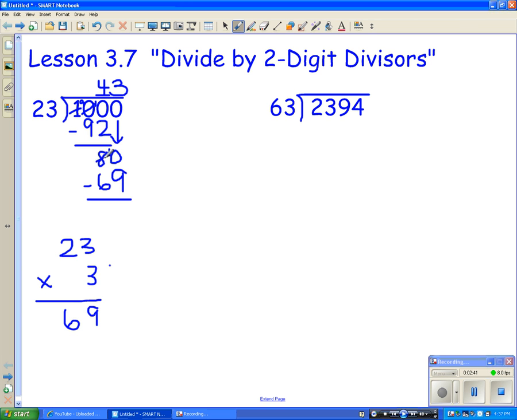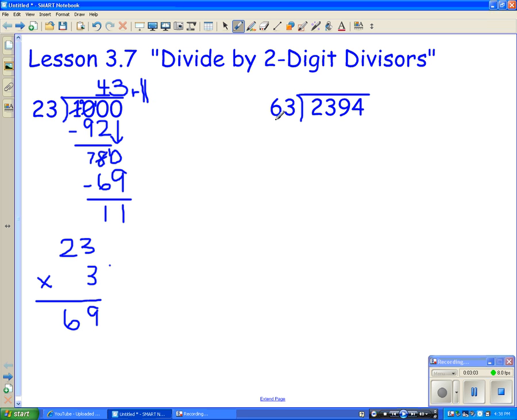Again, I need to borrow. 10 minus 9 is 1. 7 minus 6 is 1. I have nothing to bring down, which is my next step. And that tells me that 11 is my remainder. So I write it in like this. So my quotient is 43, remainder 11.